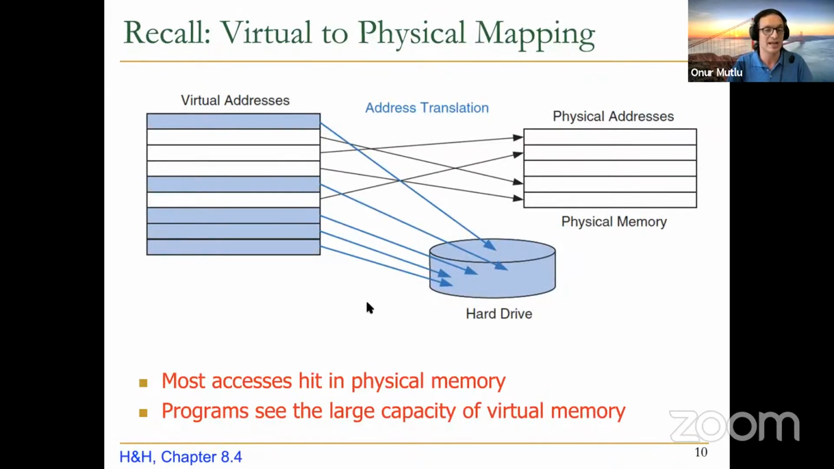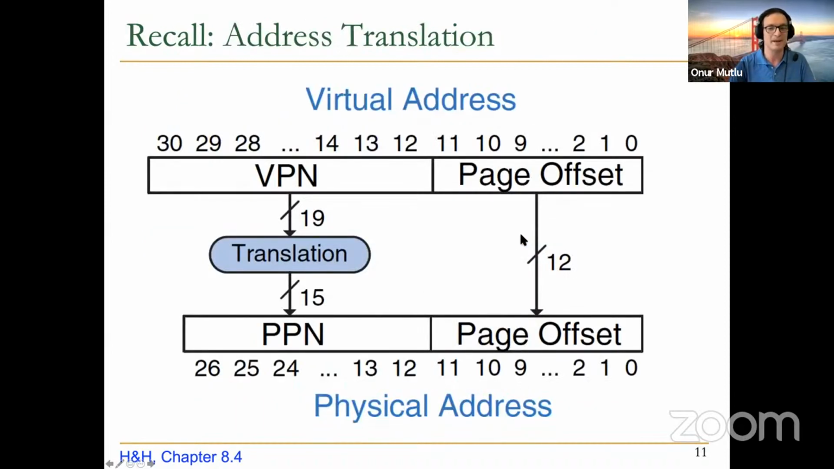And this was one picture that I showed you. Ideally, you would get most of the CPU accesses hit in physical memory, but some accesses miss in physical memory. So you will need to bring the data from the hard disk. And hopefully you get the best of both worlds, the latency of physical memory and the large capacity of the hard drive.